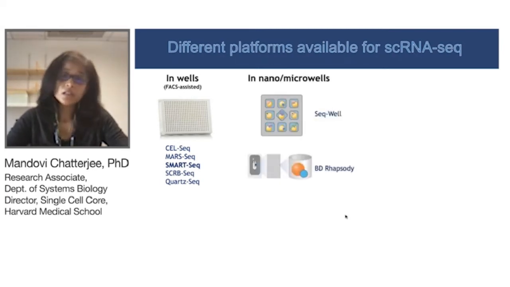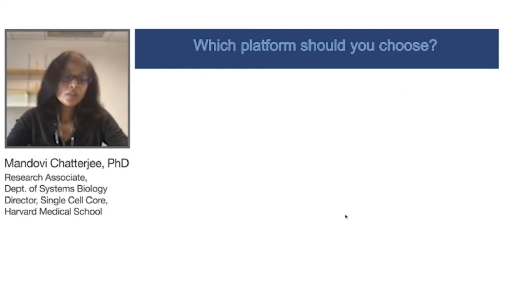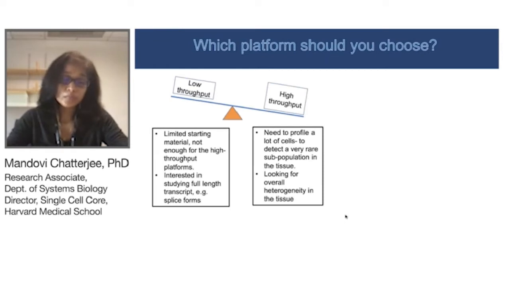On the contrary, the nano or microwell-based platforms or the droplet-based platforms offer high throughput and are cost-effective too. Now, how would you choose which platform to use? That really depends on your experiment. If you're looking to detect a rare population of cells where you would need to profile a lot of cells, you will have to go for high throughput platforms. But if you're limited by the starting material or if you're interested in looking at full-length transcripts, low throughput methods would be the way to go.